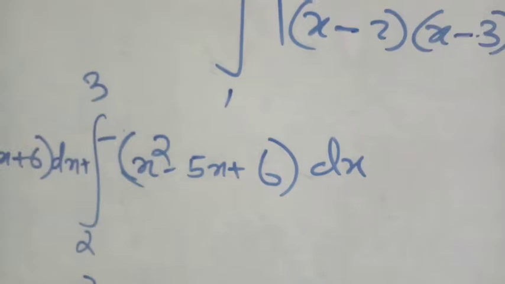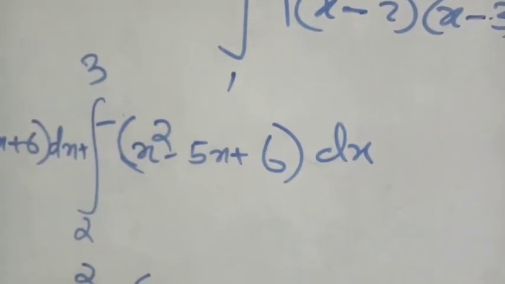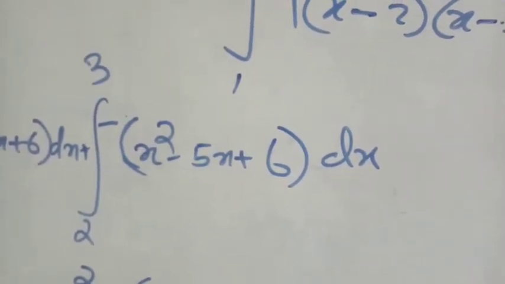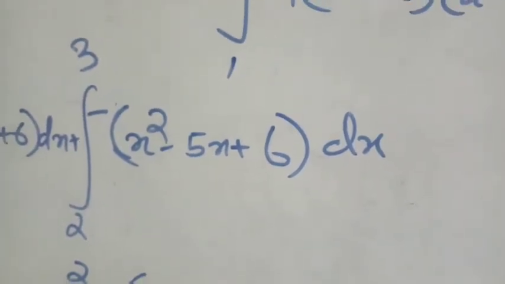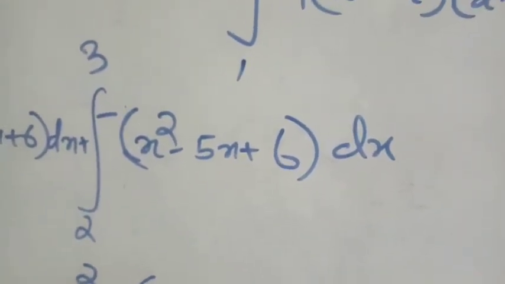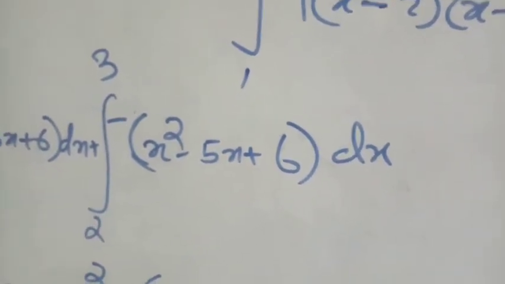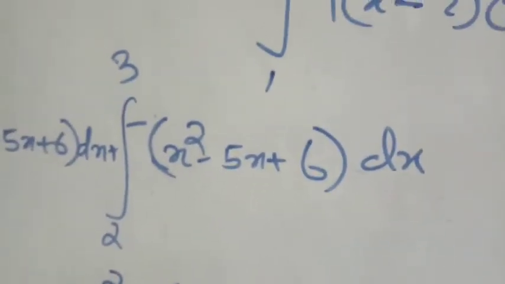To get the modulus value of that function, to get the positive value of that function which is already negative in the interval 2 to 3, you put a minus sign for that. Now, no need to be afraid of this minus value along with the x square minus 5x plus 6.